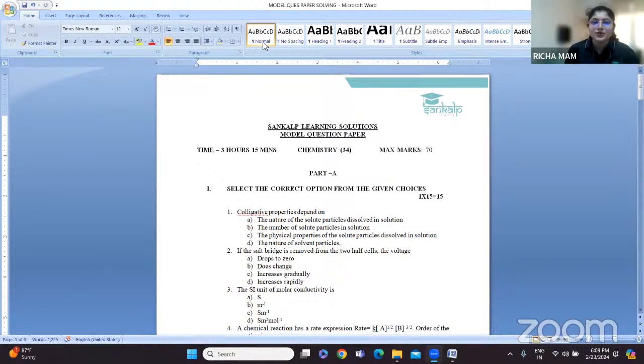Okay. So yesterday we had started with paper solving. Okay, modern question paper solving. So today we will continue with the same. We have seen the MCQs in the previous class. As you know the paper, you have the chemistry paper for 70 marks. So we have seen part A, which consists of MCQs, multiple choice questions.